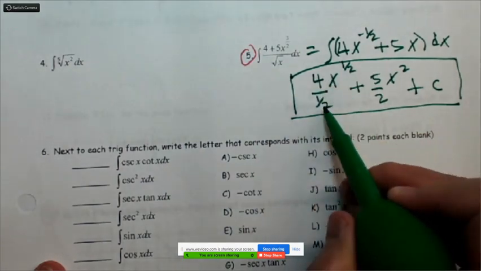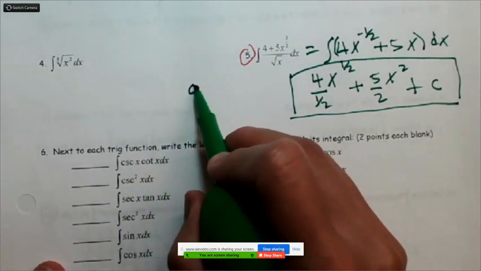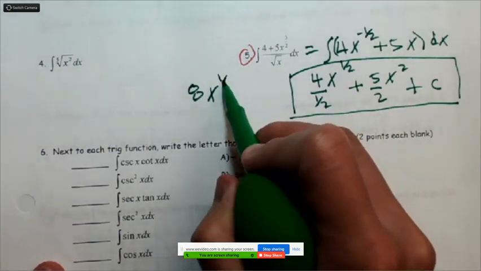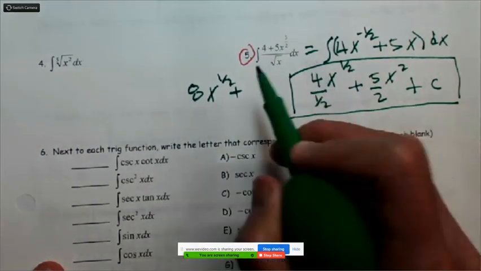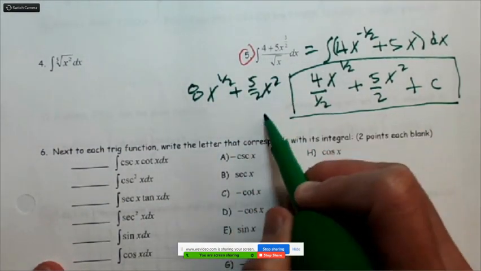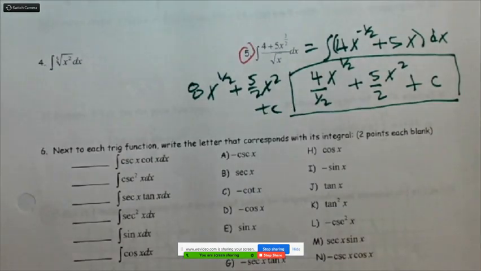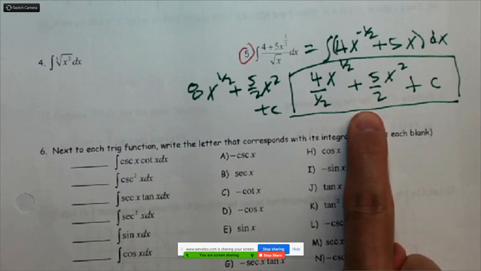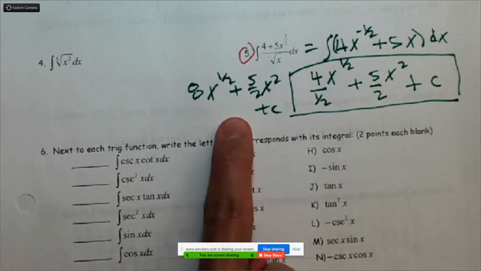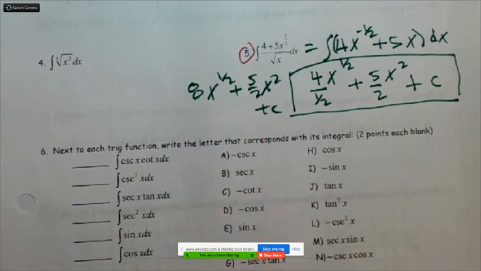Now, this is perfectly fine, but the best answer, in my opinion, is going to be, if I take 4 items and cut them in half, I get 8x to the 1/2 plus 5 over 2 x squared plus c, just so that we don't have a fraction over a fraction. But this is completely fine on the AP test on the free response. If it's a multiple choice, they'll go all the way.